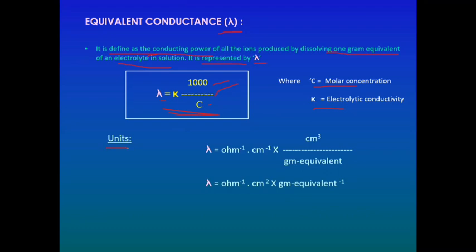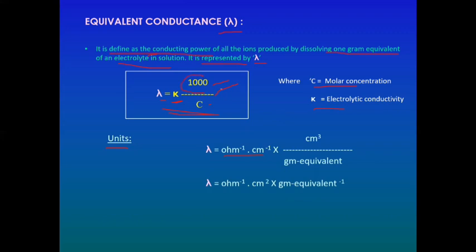Then what are the units for the equivalent conductance? From the equation, lambda is equal to K into 1000 by C. Here K means electrolytic conductivity or specific conductance. What are the units for the specific conductance? We know that the units for the electrolytic conductivity or specific conductance are ohm inverse centimeter inverse.